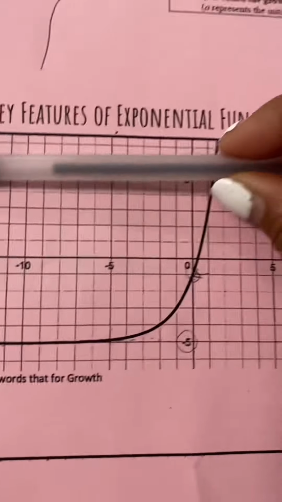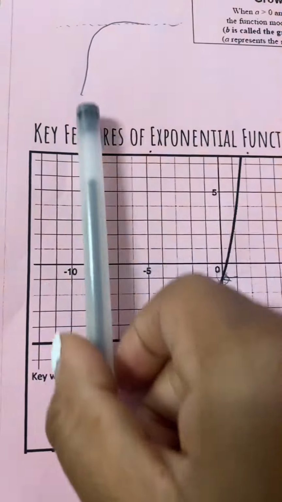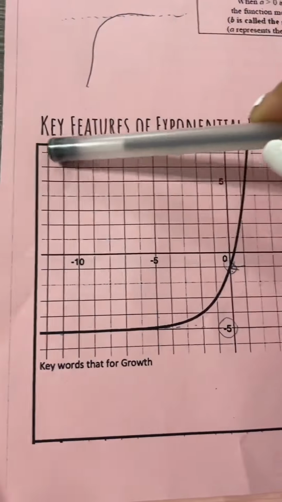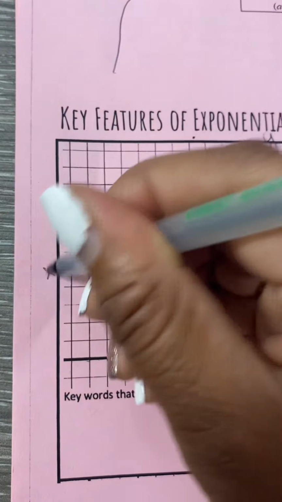Any horizontal line crosses which axis? Does it cross the x-axis or does it cross the y-axis? This is y, this is x, right?